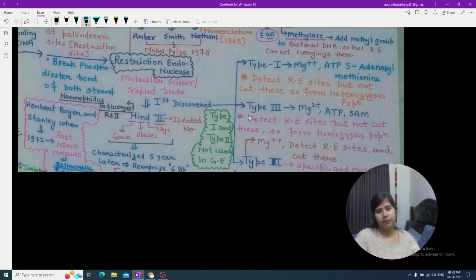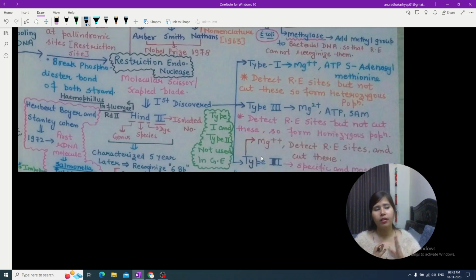Type 1 and type 3 are not used in genetic engineering. Why? Because they require magnesium ion for their function. They also require ATP for energy and an additional cofactor, S-adenosyl methionine, also written as SAM in abbreviated form. So S-adenosyl methionine, ATP and magnesium ion are the requirements of type 1 and type 3 restriction enzymes. But type 2 enzymes require only magnesium ion. They don't require ATP or SAM, so they are easy to handle. That's why type 2 is very commonly used in genetic engineering and biotechnology as a tool. Type 2 is the most common.